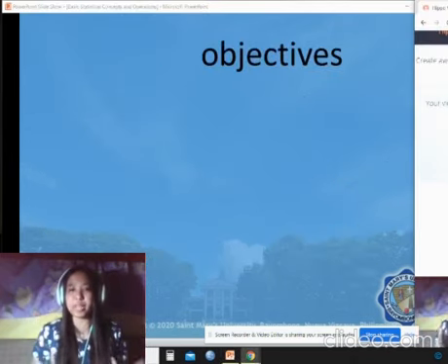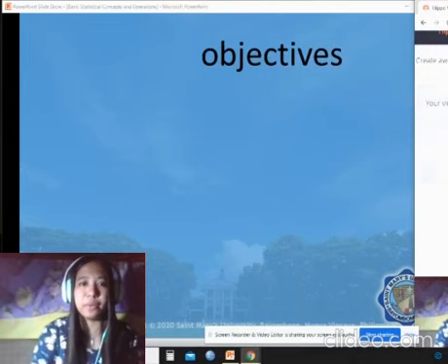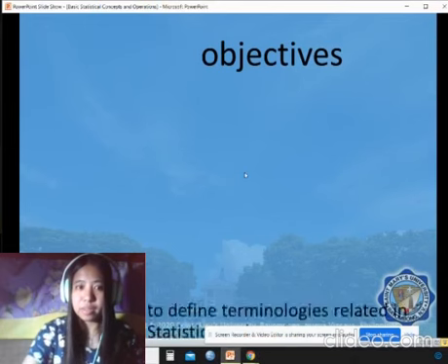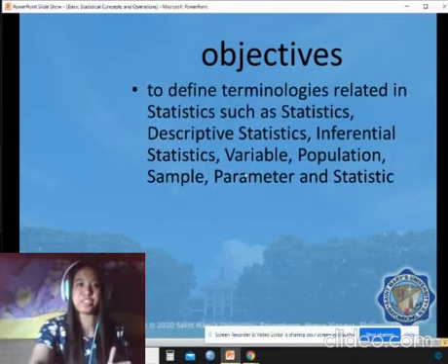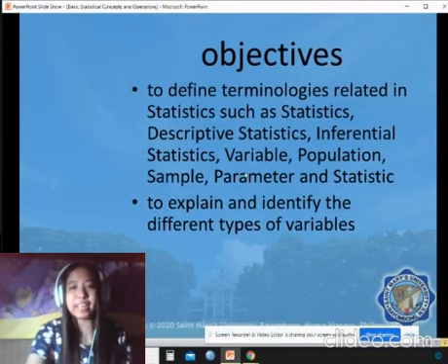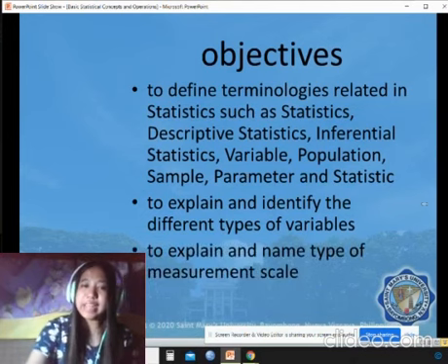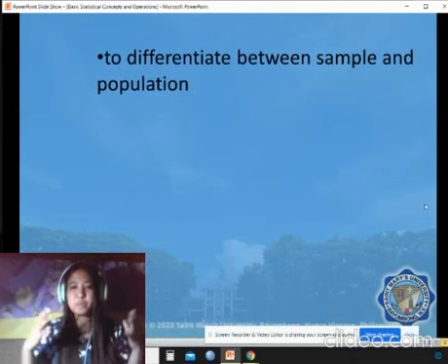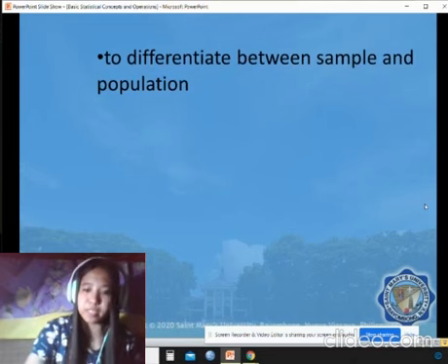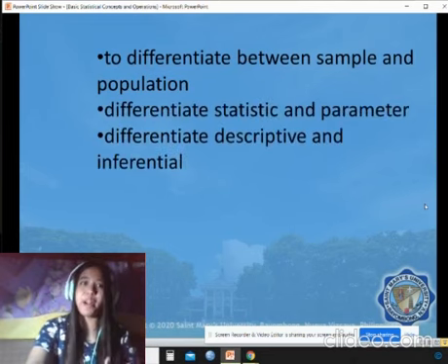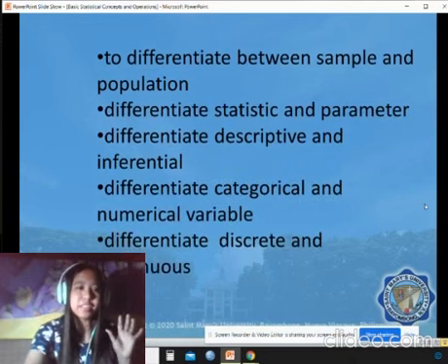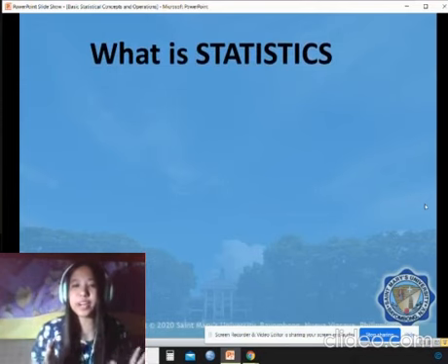Okay, so our objectives for this topic are the following. We have to define terminologies related to statistics, to explain and identify different types of variables, to explain and name types of measurement scales, to differentiate related terminologies like samples and population, statistics and parameter, descriptive and inferential, categorical and numerical, discrete and continuous. Let's start with the first one.